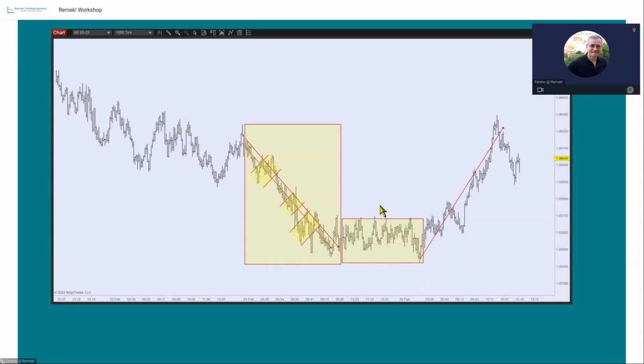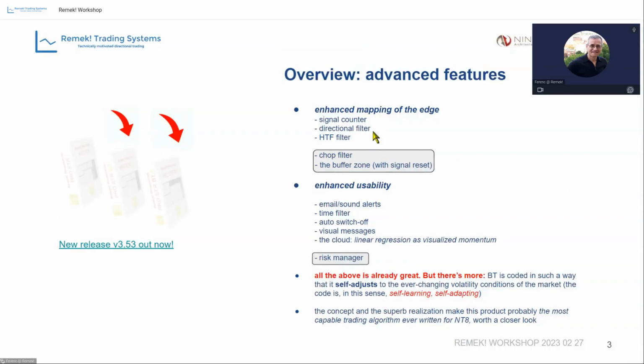So what the chop filter does is it tries its best, and it does a pretty good job, to identify areas which are sideways, and it will filter out any potential signals that might otherwise be calculated by the mathematical code. And therefore, it will enhance and improve the efficiency of our trading system.